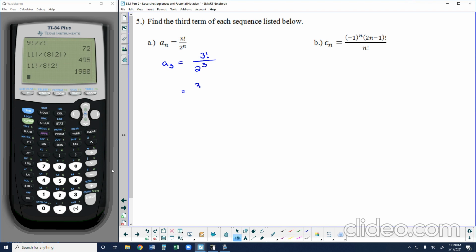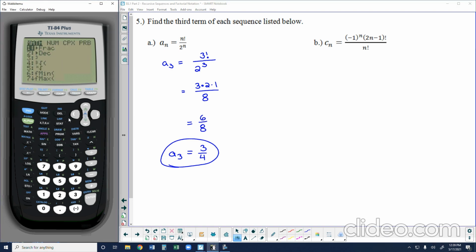If I wanted to, I could do 3 times 2 times 1 in the numerator over 2 to the third power, which is 8, and get 6 over 8, which simplifies to 3/4. So the third term here is 3/4. You could also do this in the calculator. 3, hit math, go over to probability, select the factorial button, and then do 2 to the third power. And there we have 0.75, which is also 3/4. See if you can pause the video and complete 5B.